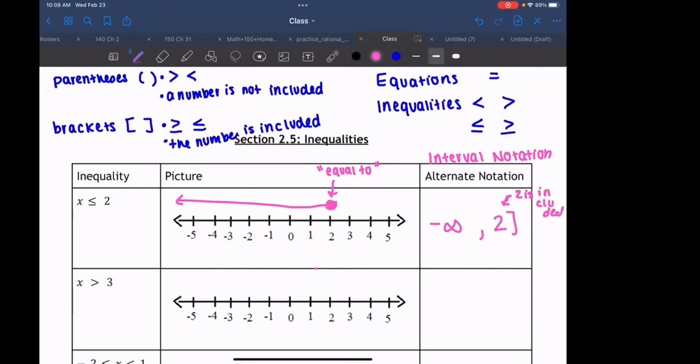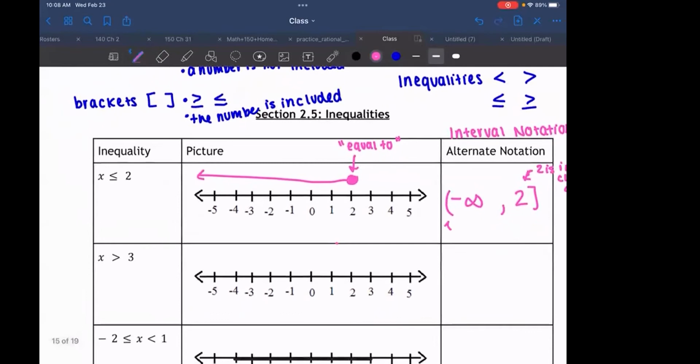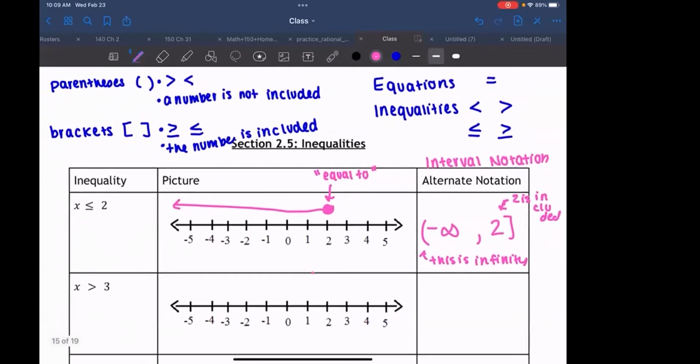Now, tricky one. Is negative infinity included or not included? Not included, right? We never actually reach negative infinity. There's no way you can get to negative infinity. So we always use parentheses for negative infinity or positive infinity. Okay, so because this is infinity, we use a parentheses. Any questions on this example here?